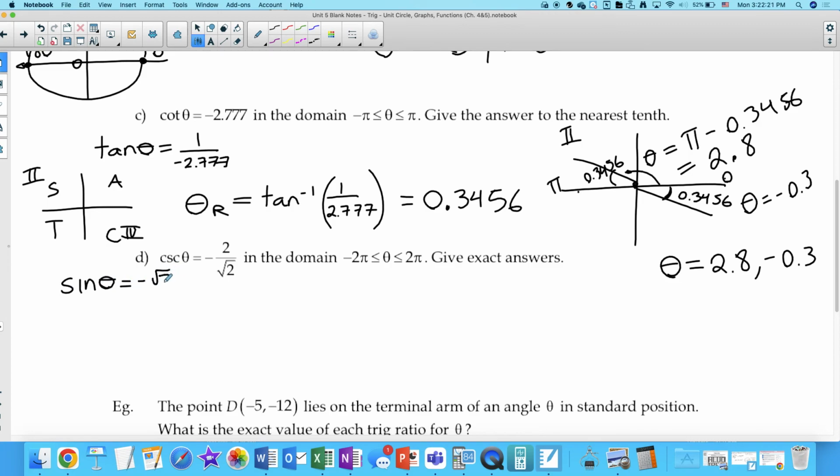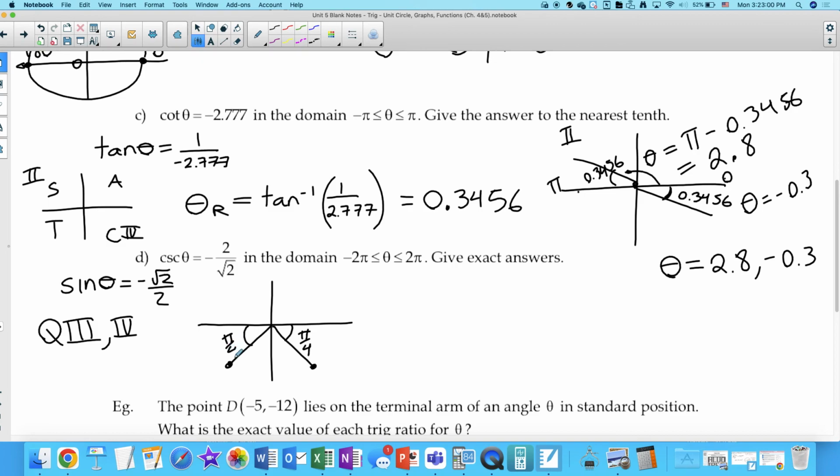Okay? What quadrant will I be in? Or quadrants? 3 and 4. Yeah. Okay? And in fact, if that sine is negative root 2 over 2, what's my reference angle? 45 degrees, and in radians? Pi by 4. So that's pi by 4. This is pi by 4.